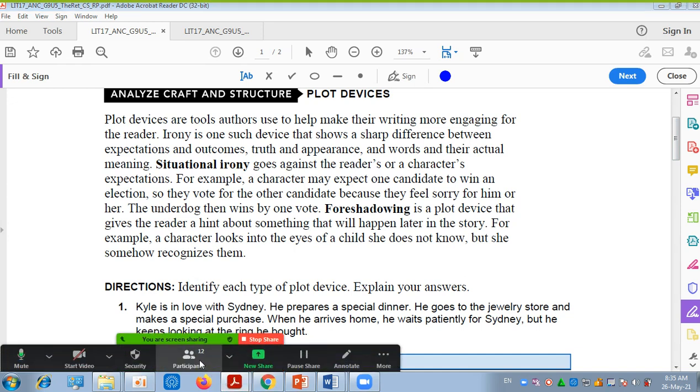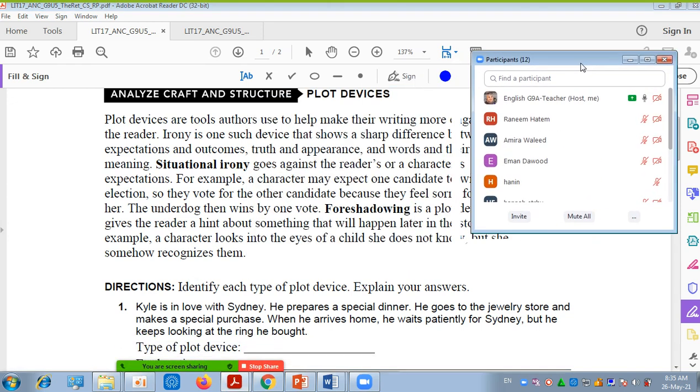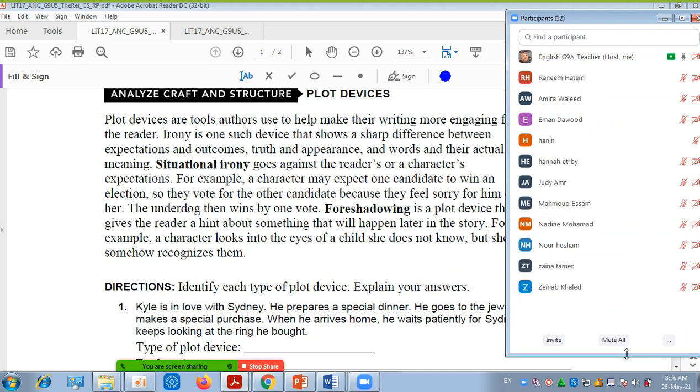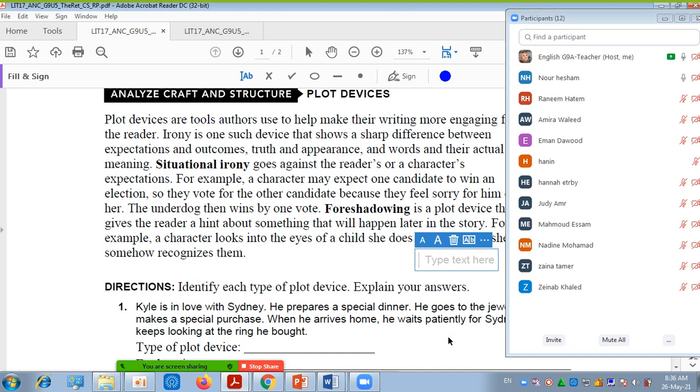People who didn't attend yesterday, and this is your first time to learn about this, any question about the difference between them? I'm talking about Amira, Hannah, Judy, Mahmoud, Noor, Zainab. Any question about the difference? I didn't understand. You didn't understand? Right. Let's take the first one as an example, because I believe the examples will show you the difference well.